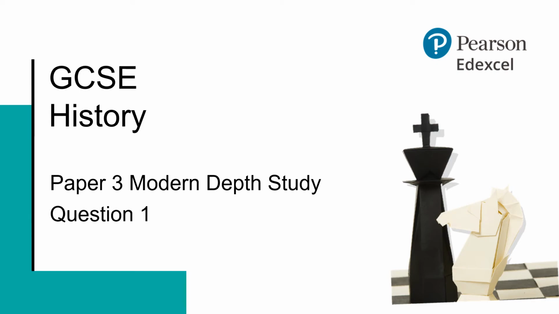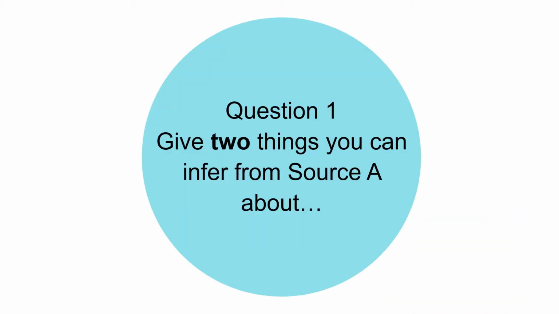Welcome to the student walkthrough video for GCSE History, Paper 3, Question 1. We will look at how the question is constructed, how to answer it, and tips on what makes a good answer. We have other videos available for this paper as a whole and also for each question in detail.